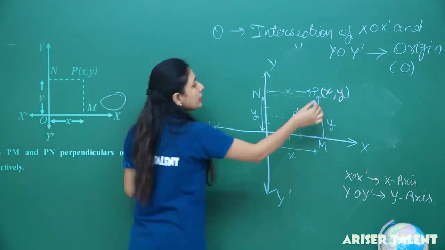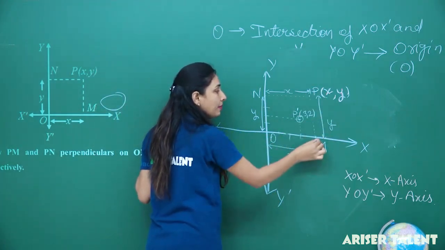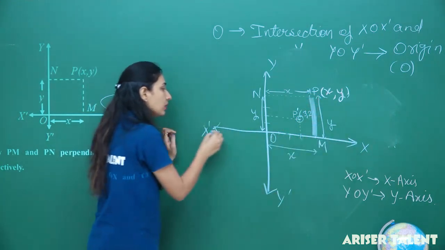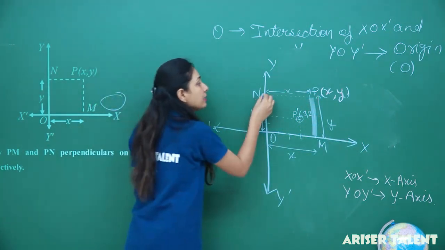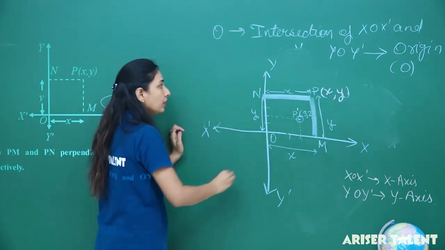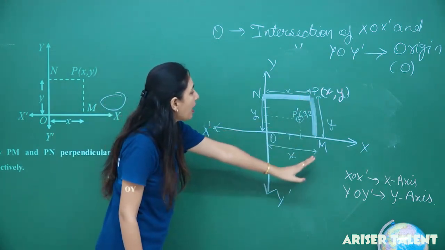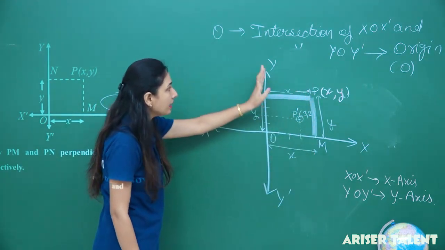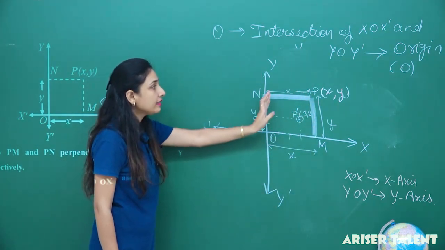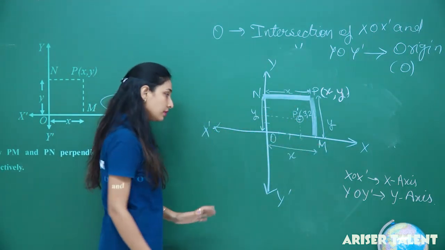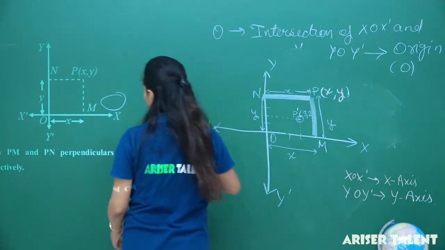Now students, this PM is perpendicular to x dash, and this PN is perpendicular to y dash. Similarly, this y is parallel to y dash, and this x is parallel to x dash. Understood this? Right? Okay.